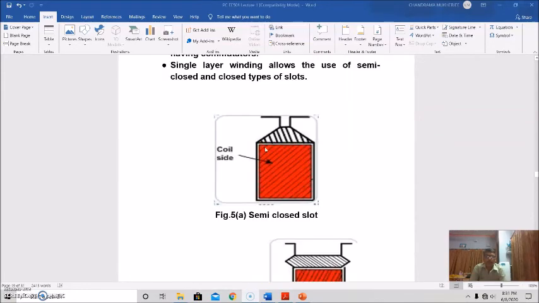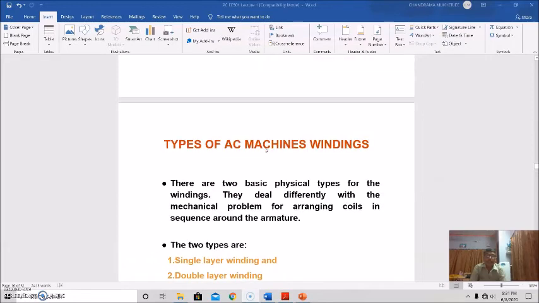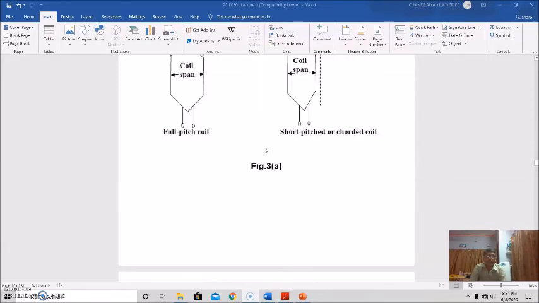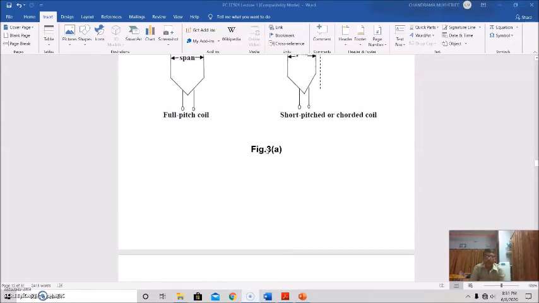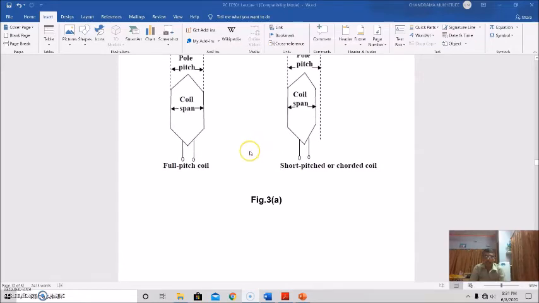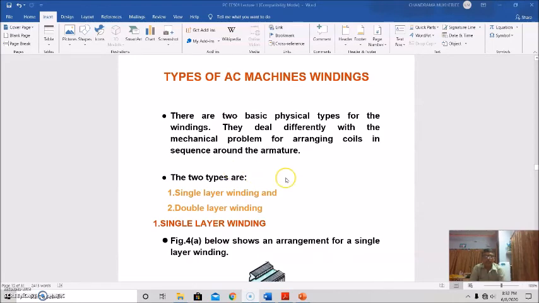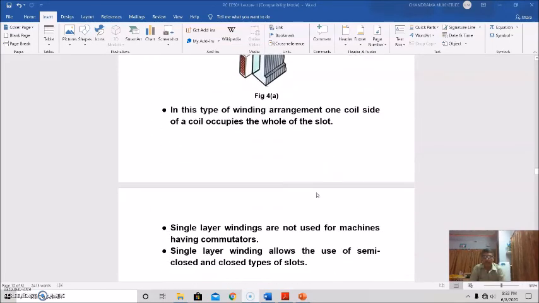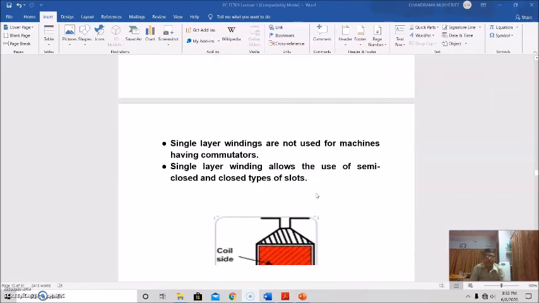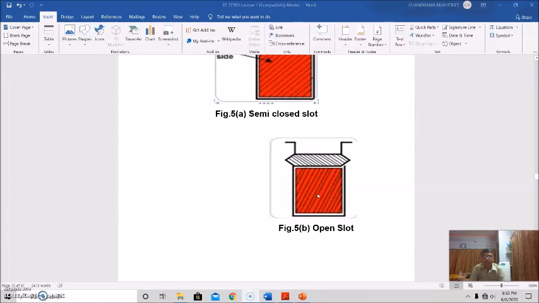What is turn, coil, coil side, conductor, overhang, then types of windings, then what is coil span, what is coil pitch, and how a coil is defined as a short pitch or full pitch. Then we got the types of AC machine winding, single layer winding, double layer winding, their advantages and disadvantages.